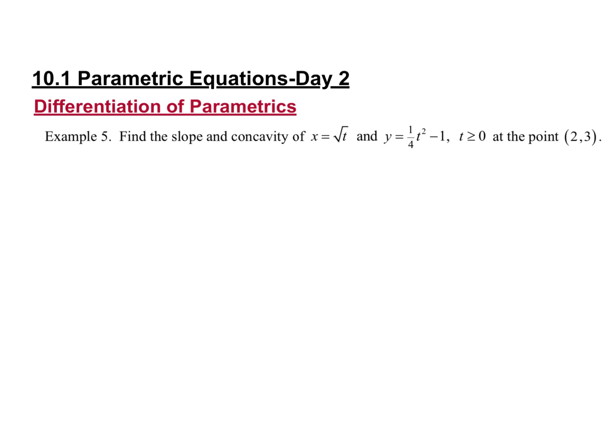So here's a perfect example. Find the slope and concavity of a parametric: x equals the square root of t, and y equals 1/4 t squared minus 1, where t has to be greater than or equal to 0, at the point (2, 3).